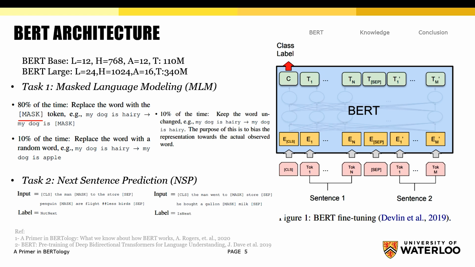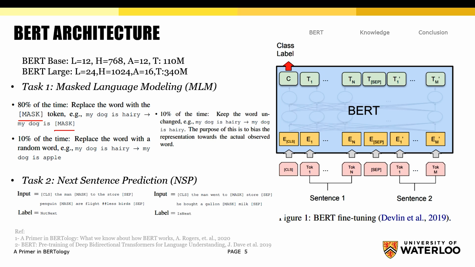But in the real world, in the test scenario, we don't have this special token as an input. So they solve this problem by reducing the probability of being masked to 80% of the time, and in the other 20%, for 10% of the time they just replace the word with a random word. So my dog is hairy becomes my dog is apple. It's possible. And for the last 10% of the time they just keep the word unchanged, and they argued that the purpose of this is to bias the representation toward the actual observed word.